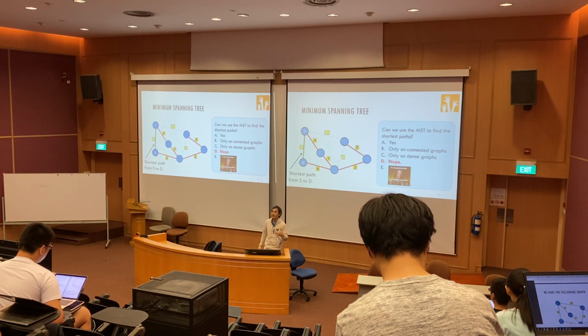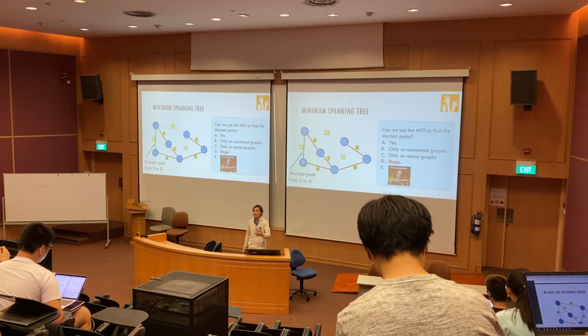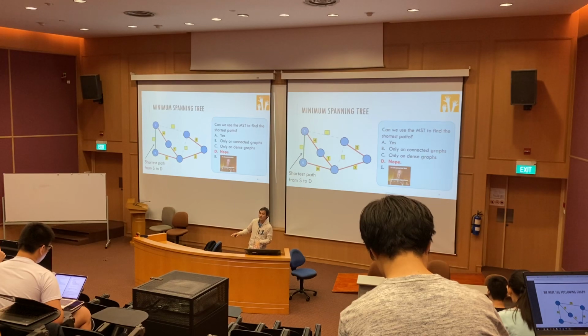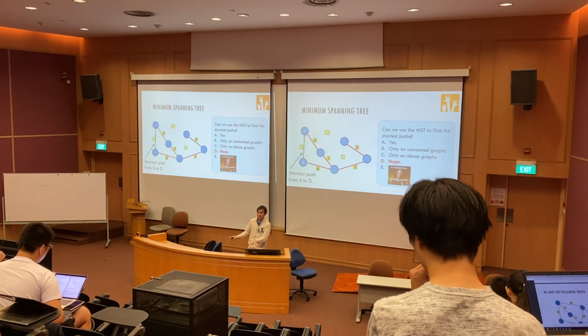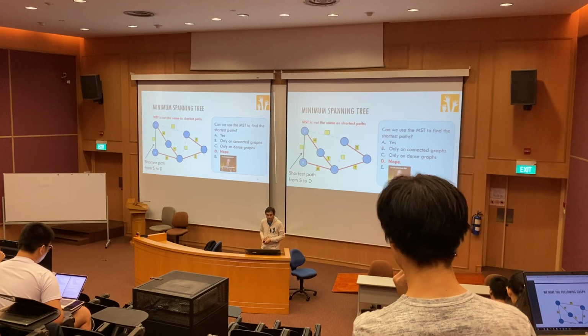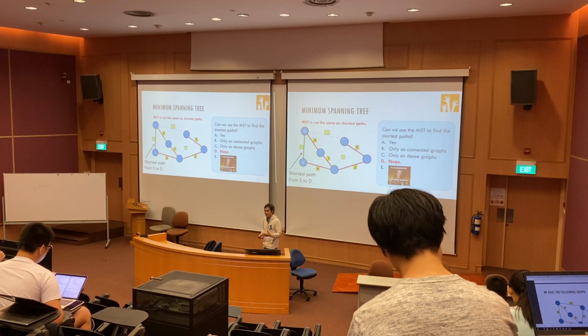This is a very common mistake. I've seen it year on year. Right. So they make the mistake of confusing the shortest path with the minimum spanning tree. Okay. So there's a shortest path tree. There's a minimum spanning tree. They are different things. So you keep that separate in your head. MST is not the same as shortest path.